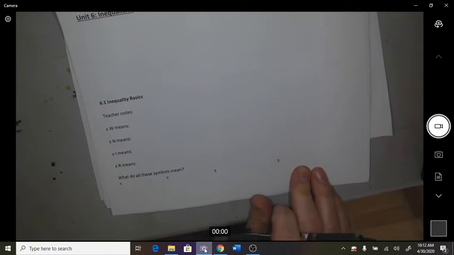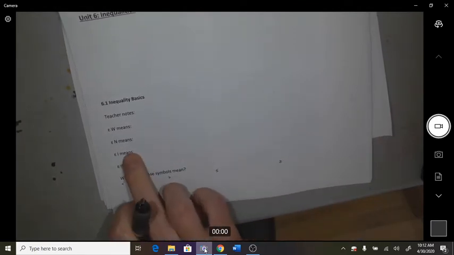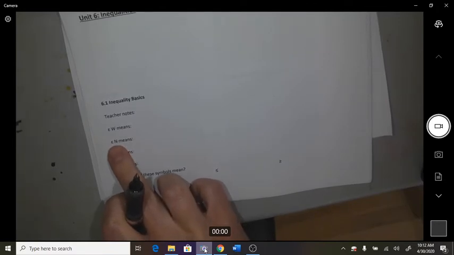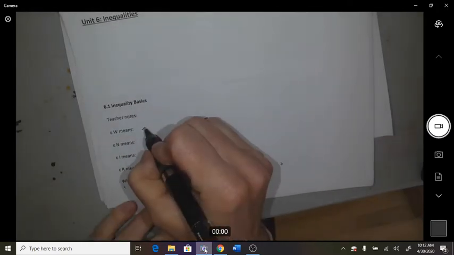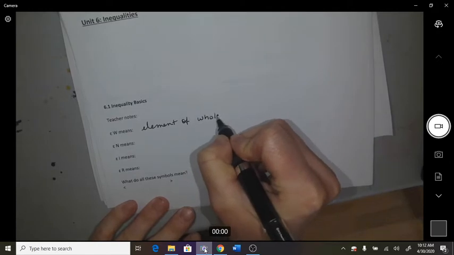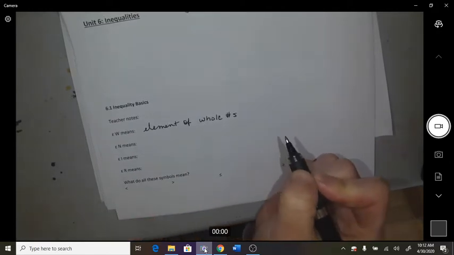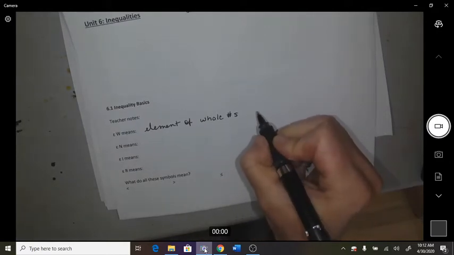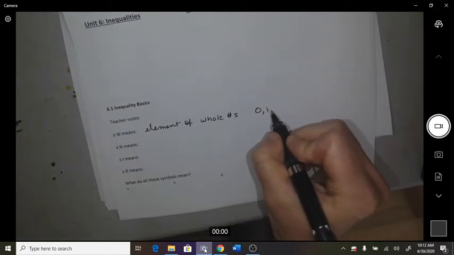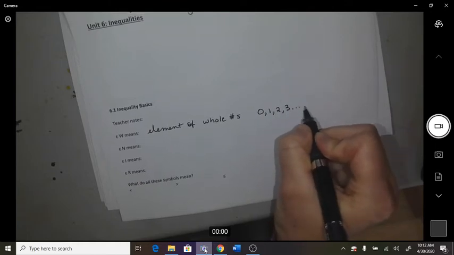Okay, Unit 6, Lesson 1, Inequalities. We're just going to start by talking about the basics. This little weird E symbol means an element of, and W means whole numbers. Whole numbers are numbers that start at 0 and go up. Those are whole numbers.